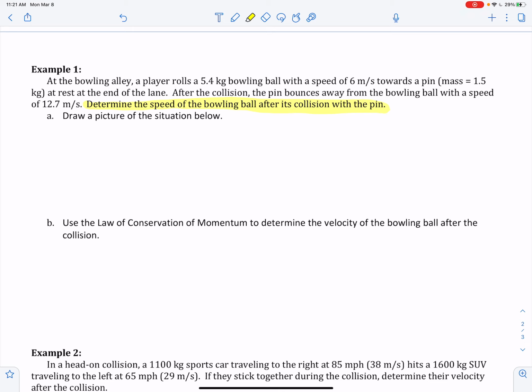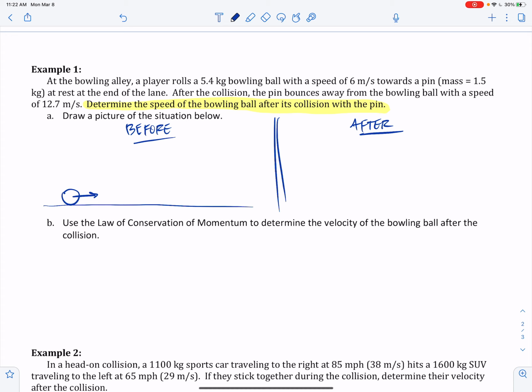So let's start by drawing a picture of the situation, okay? I'm going to first divide this up into my before and my after. Before, we've got this bowling ball, it's moving down the bowling lane towards a bowling pin. The mass of the bowling ball is 5.4 kilograms. The mass of the pin is 1.5 kilograms. I'll call the bowling ball mass 1. I'll call the pin mass 2.